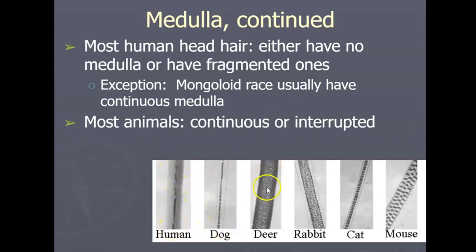Dog, deer, it's like the whole thing looks like the medulla. Rabbit, you got a whole bunch of these little kind of weird, it's like a whole bunch of stacked medulla, but it's most of the width. Cat has a stacked medulla. It looks like little beads, like a string of pearls. Okay, and here's the mouse medulla.